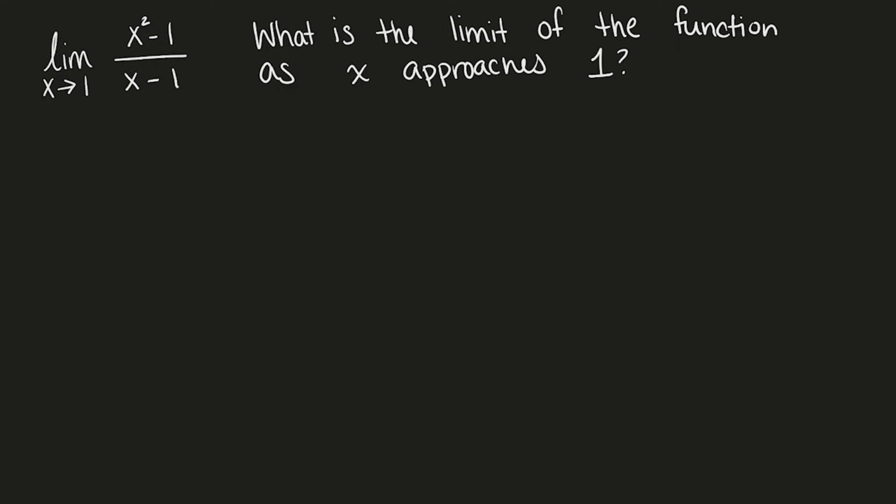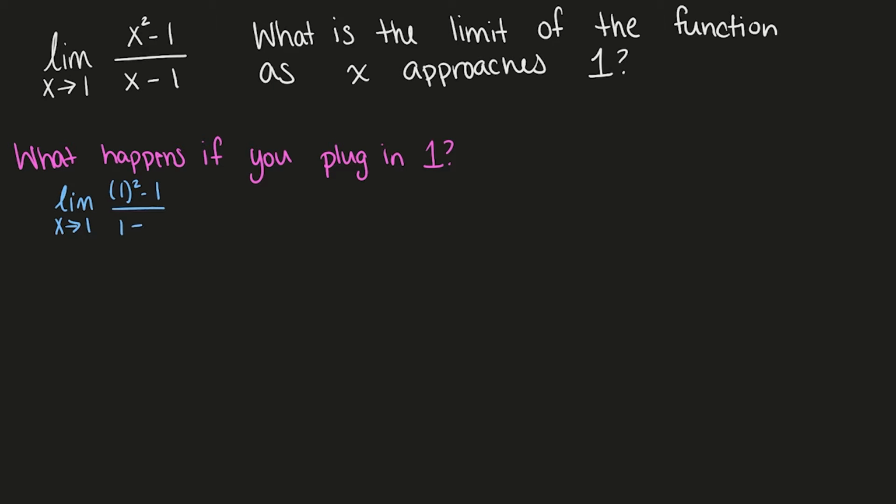So let's try something out here, and let's see what happens when you plug in 1. Well, the limit as x approaches 1 of 1 squared minus 1 over 1 minus 1 would be 0 over 0. So is this equal to 0? Well, the limit of this function is not 0.